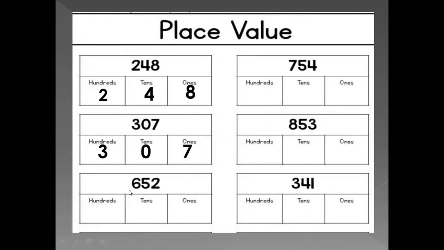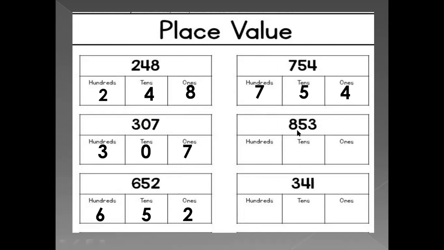307. See the next one, 652. 2 will come in the ones place, 5 in tens place and 6 in hundreds place. So 652. See the next one, 754. 4 will come in the ones place, 5 in tens place and 7 in hundreds place. So the number is 754.